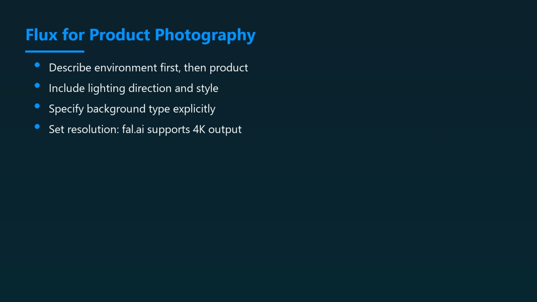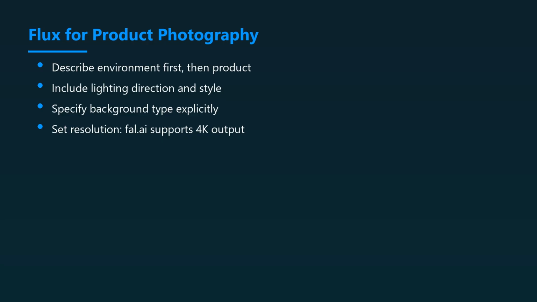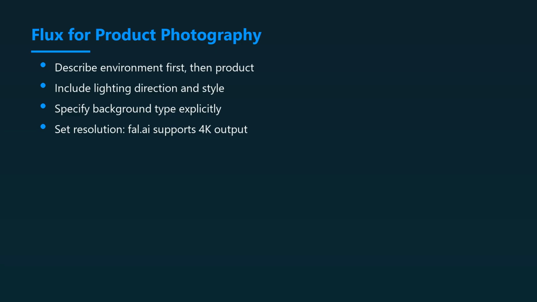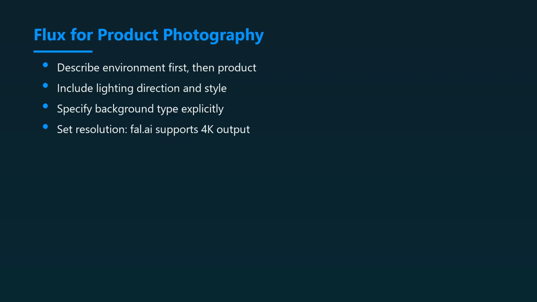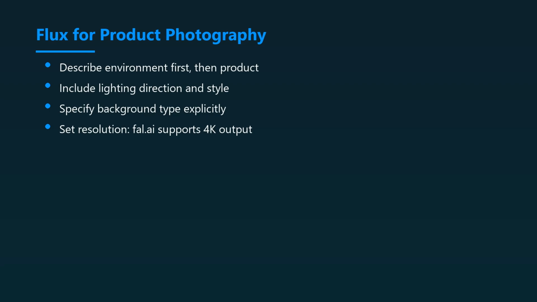The key to a good product prompt in Flux is to describe the environment first, then the product. So instead of saying a bottle of hand lotion on a white background, you say minimalist studio photography, white seamless background, soft diffused lighting from the left, a frosted glass bottle of hand lotion centered in frame. Professional product photography. That structure, environment first, then product, makes a significant difference in output quality. You're not just describing what you want. You're putting Flux in the mindset of a photographer, not a drawing assistant.